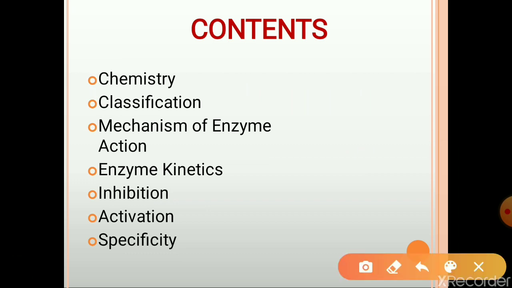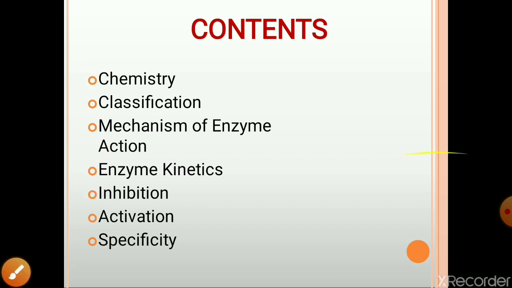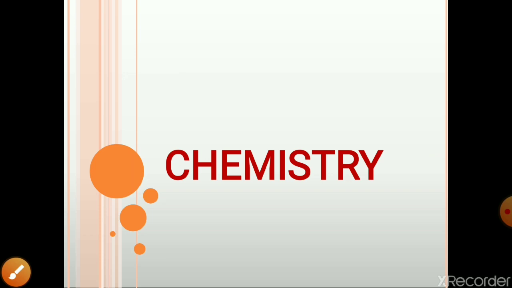First is chemistry of enzyme, then classification of enzyme, then mechanism of enzyme action, then enzyme kinetics, then some inhibitory factors, means some inhibitions of the enzymes we are going to study here, some activator factors of the enzyme, and the specificity of the enzyme. So now start with chemistry of enzyme.